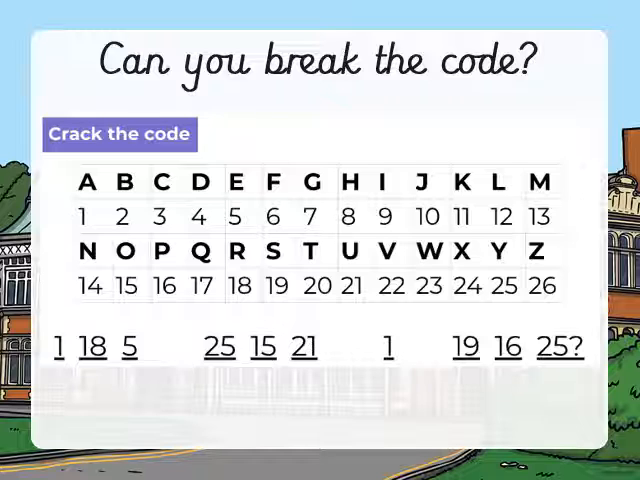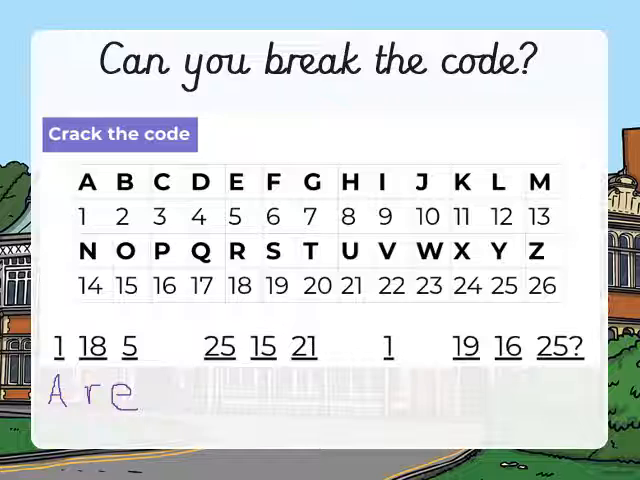So these numbers mean letters. So 1 is ah. The second one is 18. 18 is er. 5 is eh. Okay, pause the video now and see if you can work out the rest of the code. Pause it now.